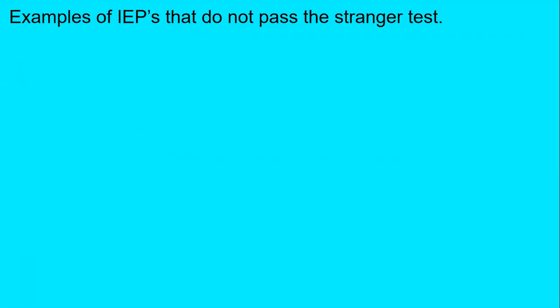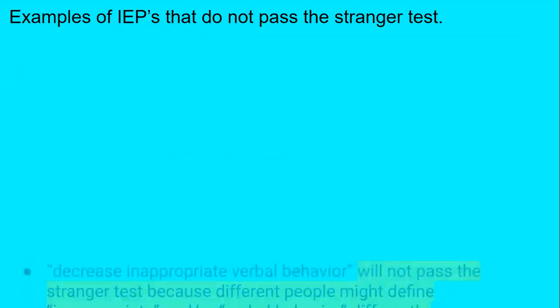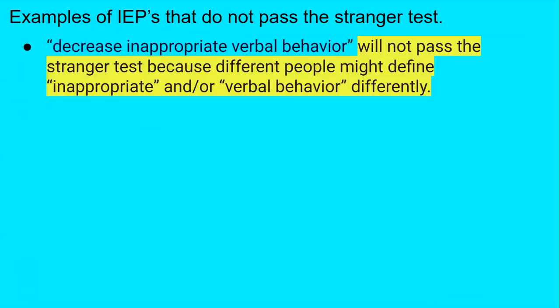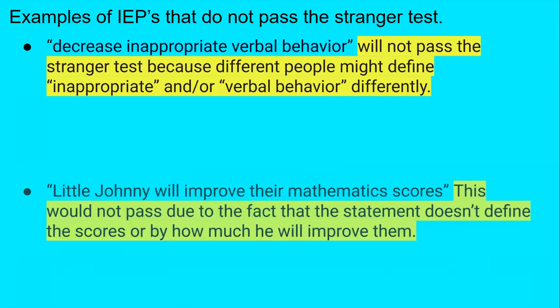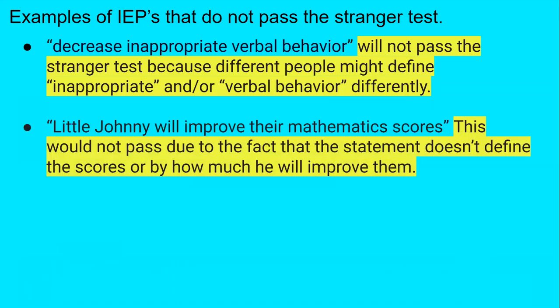So these are some examples of IEPs that may not pass the stranger test. This is a goal that reads decrease inappropriate verbal behavior. Well, this would not pass the stranger test because different people might define inappropriate and or verbal behavior differently. What one person considers inappropriate, another person might not necessarily consider it that way. Here's another. Little Johnny will improve their mathematics scores. Well, this would not pass due to the fact that the statement doesn't define what the scores are or by how much they will improve them.